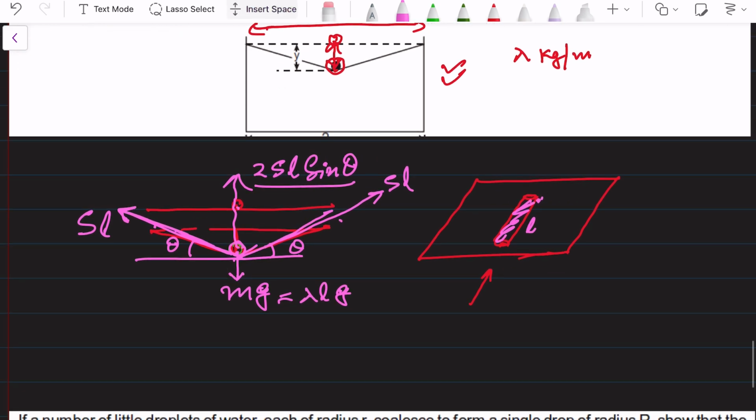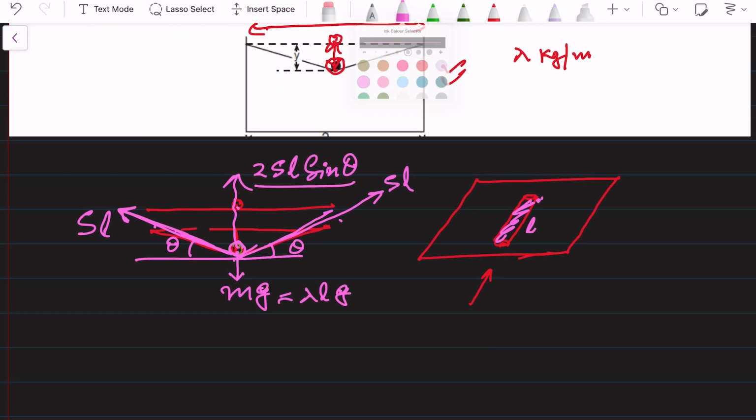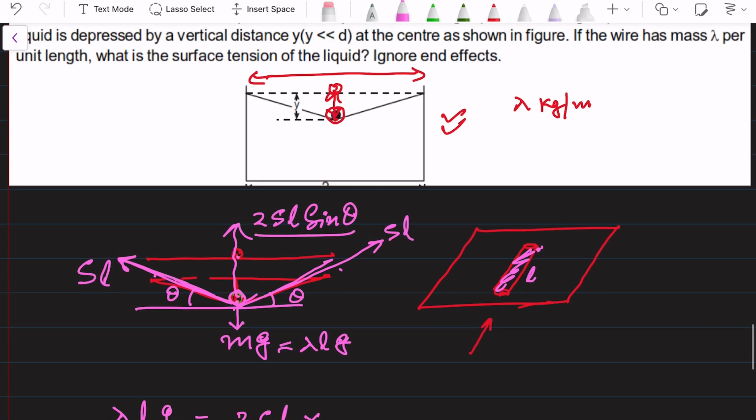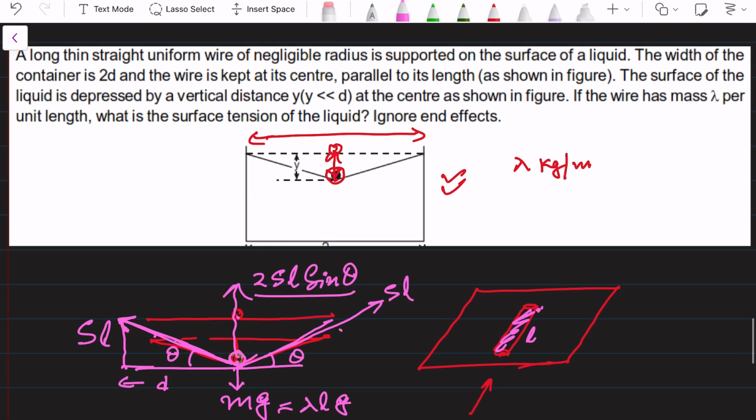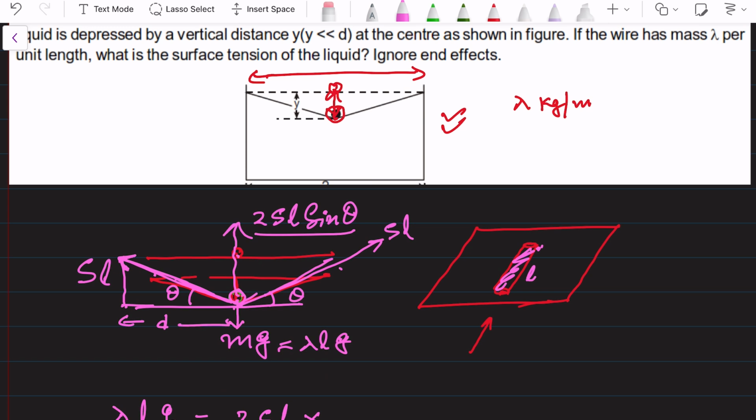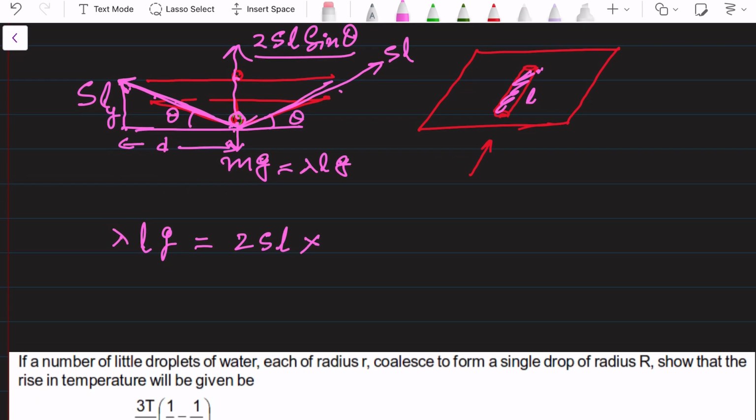So for the equilibrium we can say lambda Lg is equal to 2SL sin theta. Now in this triangle sin theta will be what? Sin theta is perpendicular upon hypotenuse. Separation is given as 2d, so this is d and this is y. So the hypotenuse will become under root y square plus d square. So sin theta is y upon under root y square plus d square.